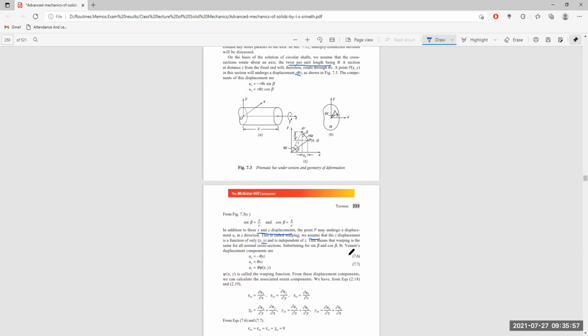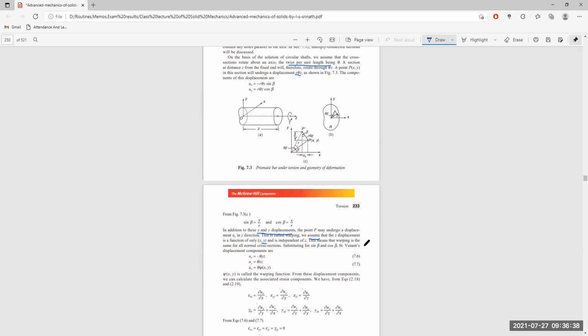Meaning, in warping, it is the same for all normal cross sections because it depends on the position of the points over the cross section only. The point is determined by the position x and y. So for all normal cross sections, the warping remains more or less the same. Now, for sine beta and cos beta, what will we do? We write sine beta as y divided by r itself.